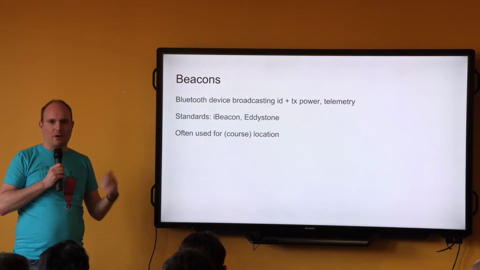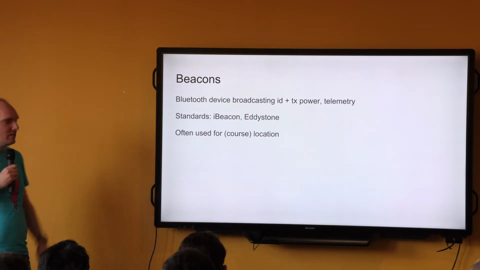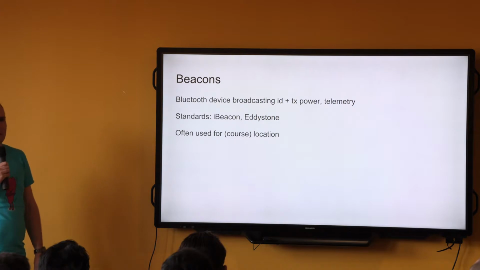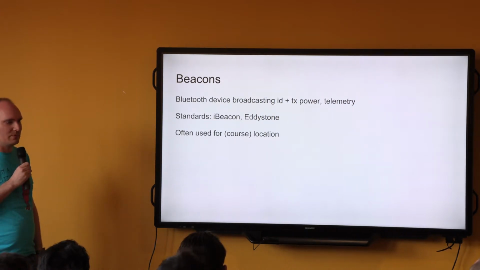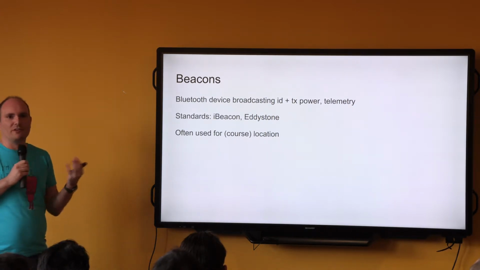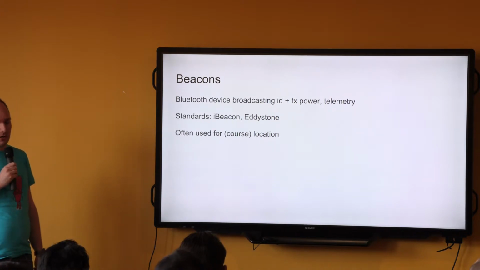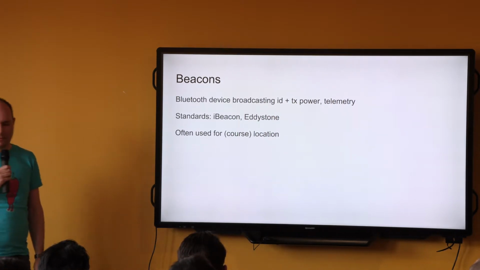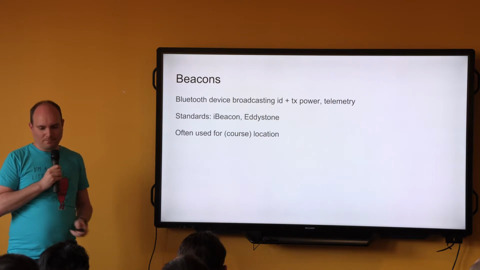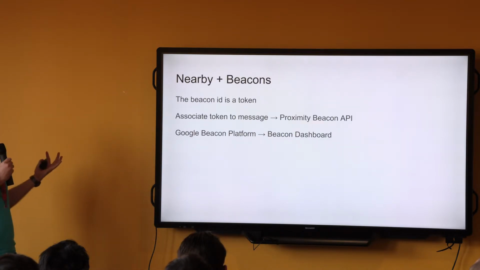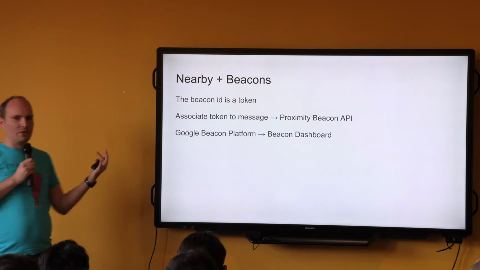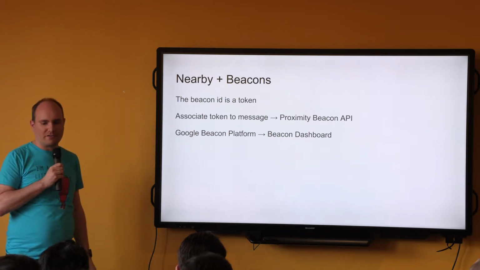And like I said, they're often used for coarse location. So if you want to know where you are at a certain place, in a store, in a museum, or somewhere where GPS typically wouldn't really work, then it's often used for location-based stuff. But the beacon ID is basically a token, right? The same kind of token that you can broadcast from a device.